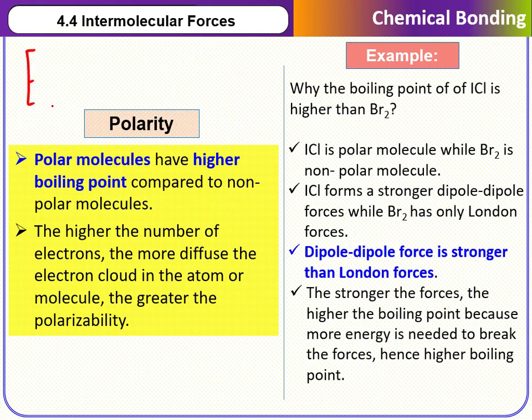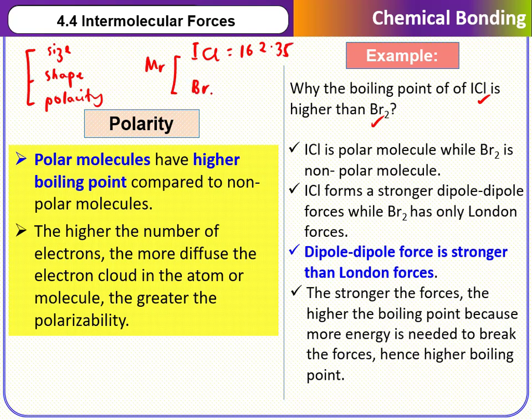How many factors have you learned? Number 1 is the molecular size. Then the shape. Right. Then the last factor is polarity. Why is the boiling point of ICl higher than Br2? Look at the molar mass of ICl. What is the molar mass of ICl? Molar mass of ICl is 162.35.